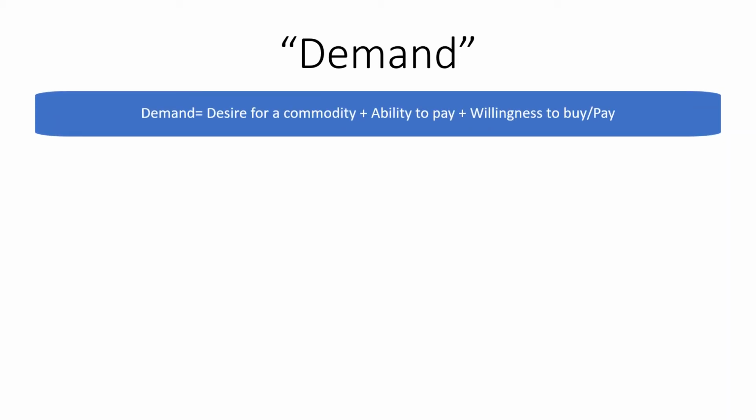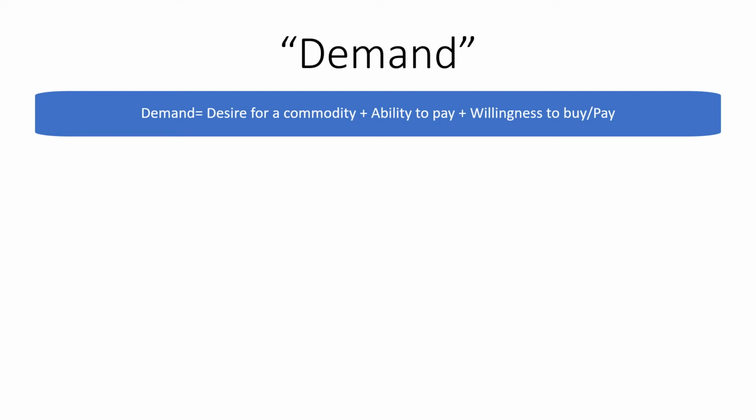So what is demand? I can say demand is a desire for a commodity, additionally the ability to pay, additionally the willingness to buy or pay. So when I have a desire to buy a certain commodity, then I should have the ability, that is, I should have the money to pay for that product, and I should be willing to purchase that product. Only then can demand be formed.